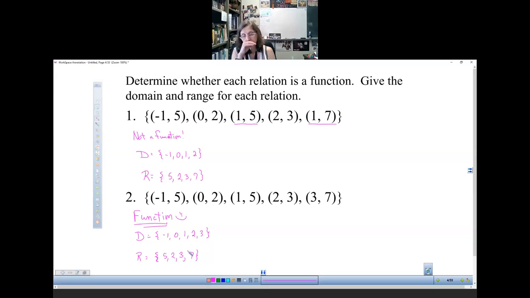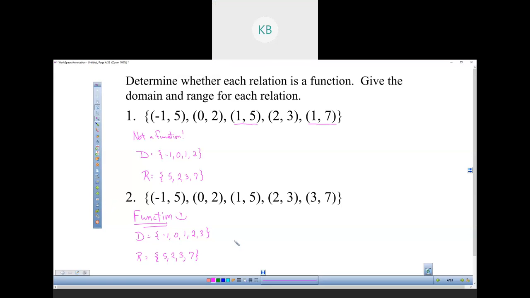Questions? Okay, excellent. I have a question. Yes. Will the domain always be your x values and the range always be your y values?